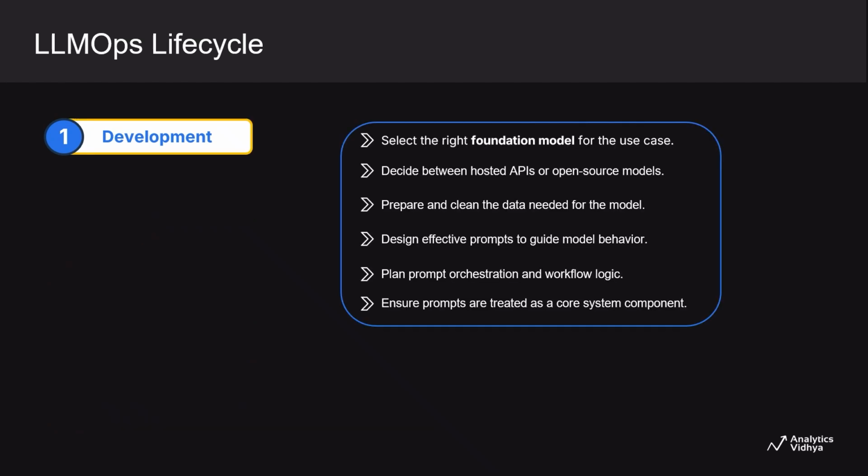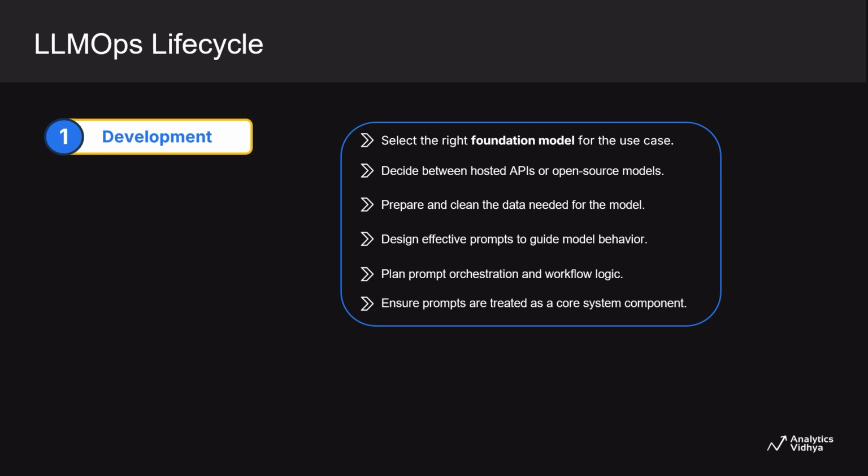The first stage, development, is about making foundational decisions. Before you even start writing the code, you must answer questions like which foundation model is right for this problem. For example, if you're building a lightweight FAQ bot, you may not need the largest model available. Then you decide between a hosted API or open source models. A hosted API will reduce your setup cost, but open source models will give you more control and more flexibility.